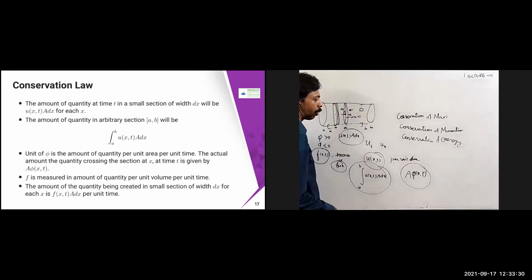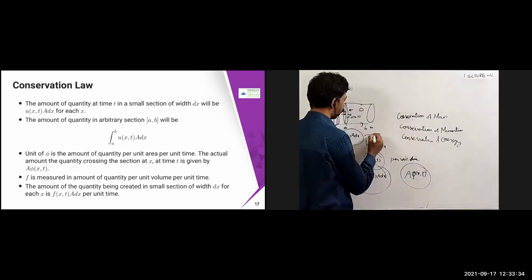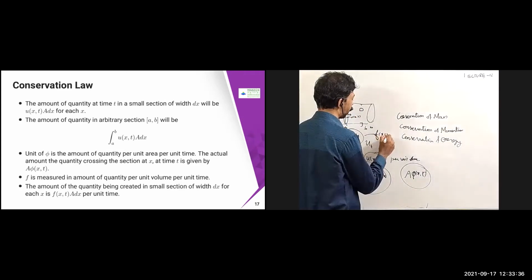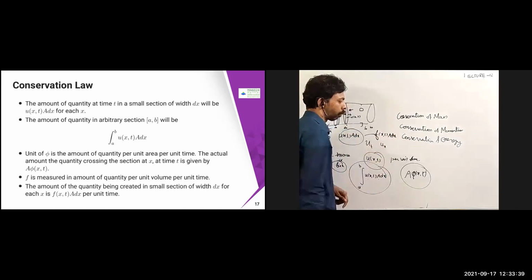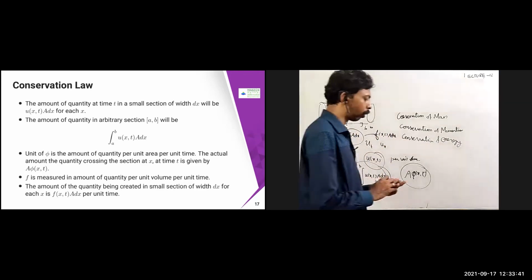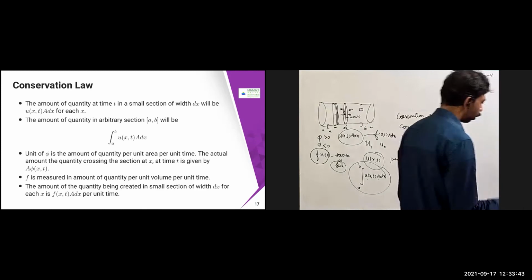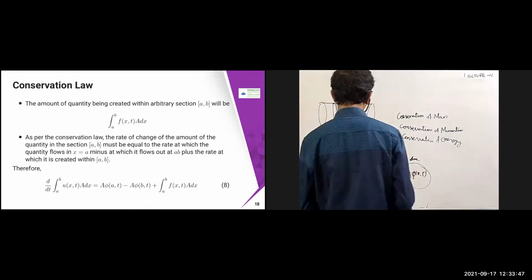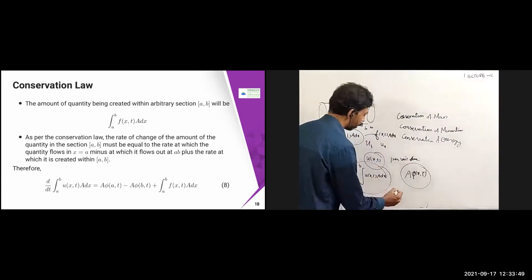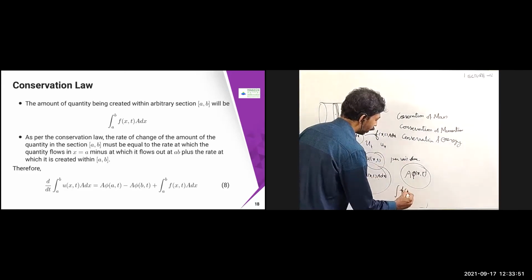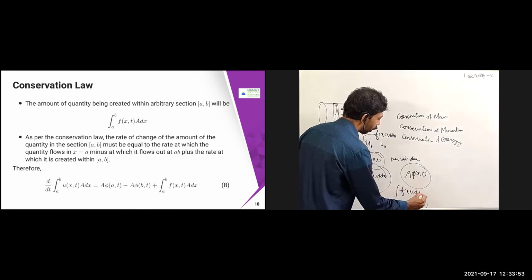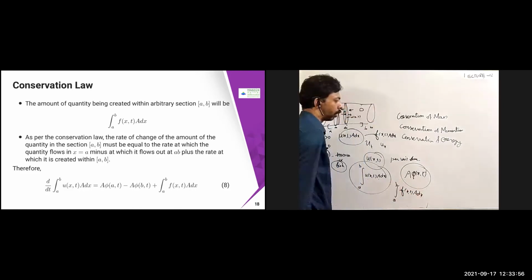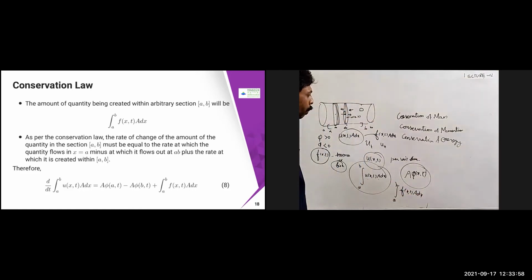f is again the heat source or heat sink term, so in that case also a similar kind of thing is going to come. It is going to be f of x comma t into A dx, per unit time. For the arbitrary interval, I can take the integral from a to b, with respect to t.